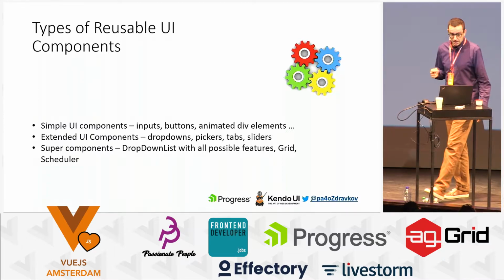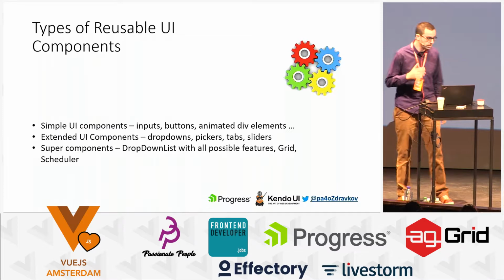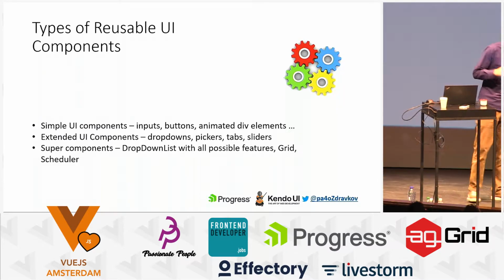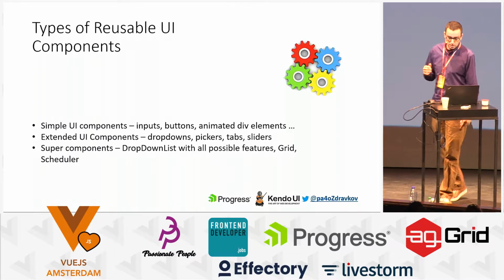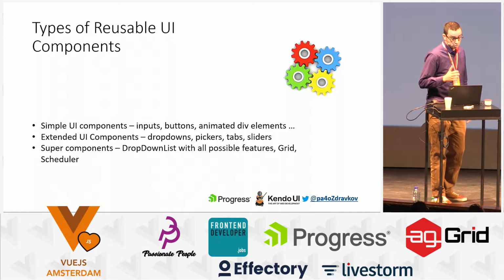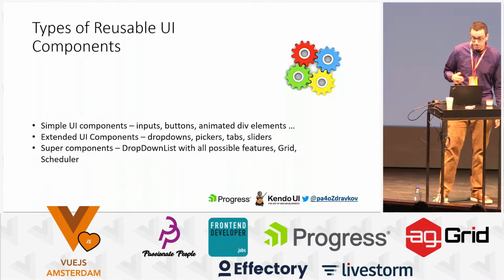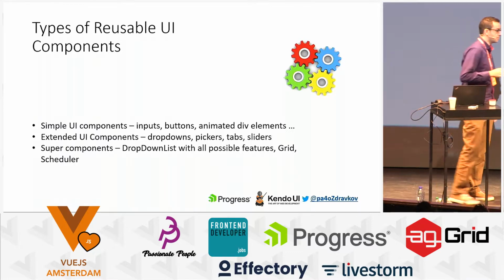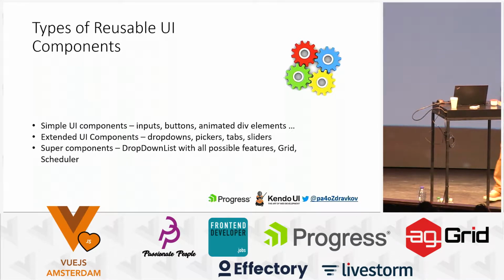At the end come like a super component, I call them like that. It will be something like a drop-down list that will have all the possible features that we need in your drop-down list, like a huge grid that is editable or groupable, or scheduler that has some support. These kind of super components need lots of time. Maybe it will be months or even years in some complicated cases.